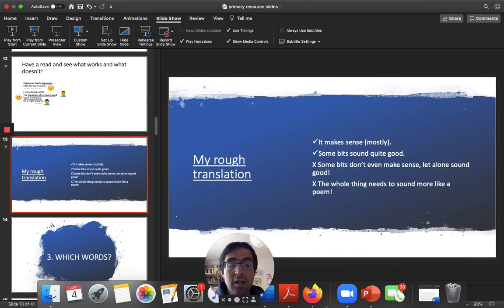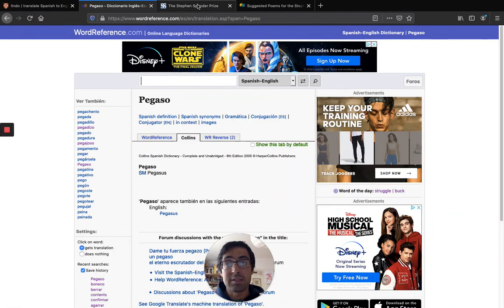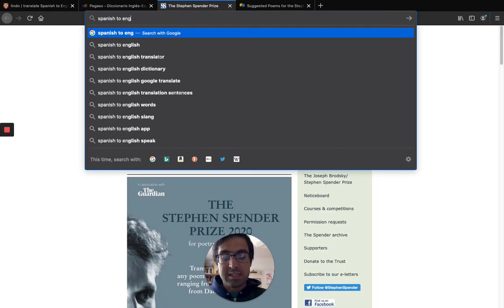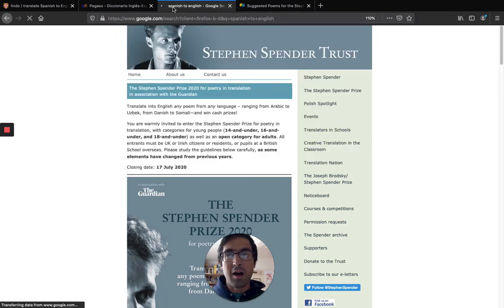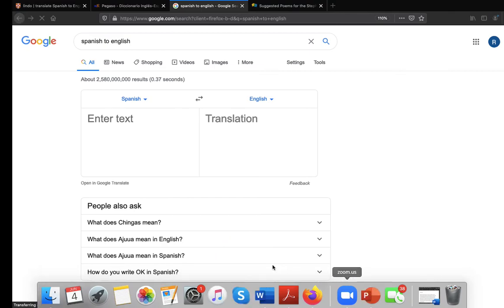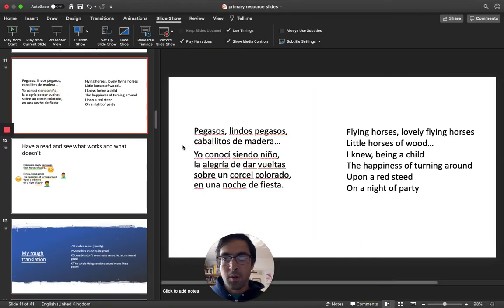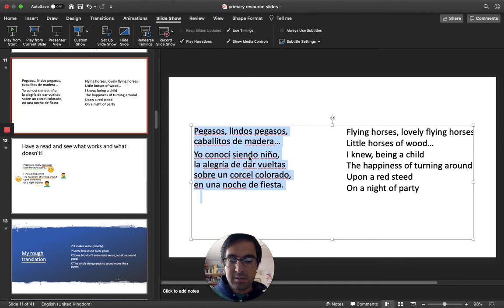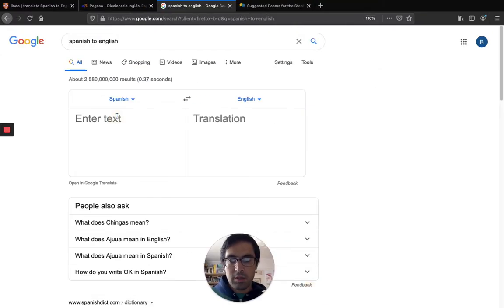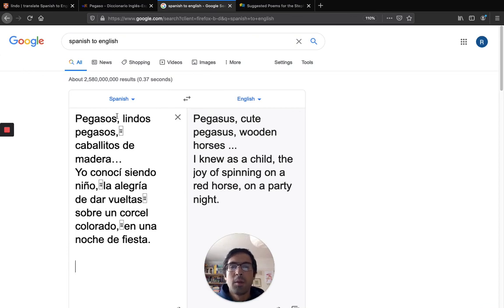However, it's hard to deny the existence of Google Translate, and I think it's worth having a look at Google Translate as well. So let's see what Google Translate says and see if our rough translation is better or worse. So if we go back to our PowerPoint, find our poem, paste it, back to Google, there we go. So this is what Google says. Pegasus, cute Pegasus, wooden horses. I knew as a child the joy of spinning on a red horse on a party night.